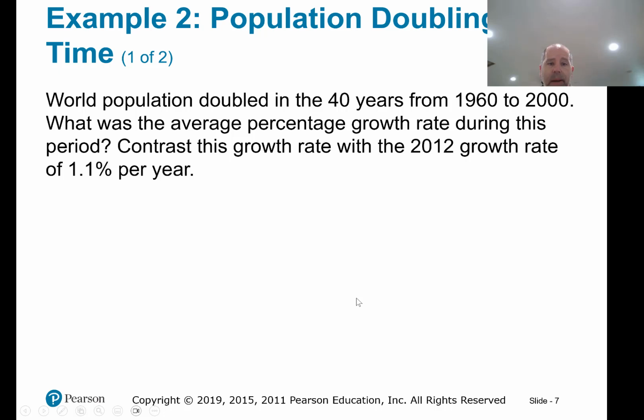Now here it says the world population doubled in the 40 years from 1960 to 2000. What was the average percentage growth rate during this period? Contrast this growth rate with the 2012 growth rate of 1.1% per year.